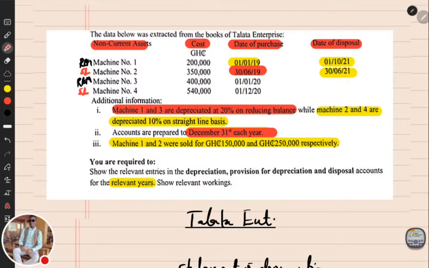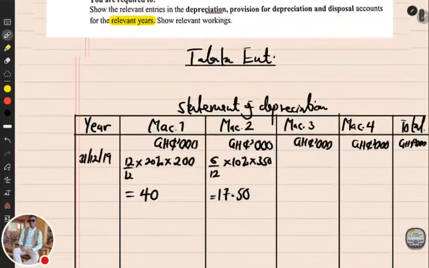For machine 3 and machine 4, let's see. We are told that machine number 3 was bought in 2020. So as of 2019, it wasn't in existence, so no depreciation for that. And machine number 4 is the same thing, 2020, so no depreciation for that. So here we will have a dash, and then a dash for that.